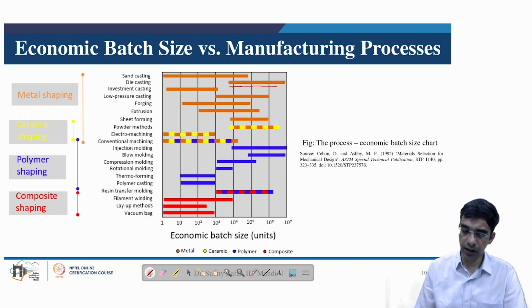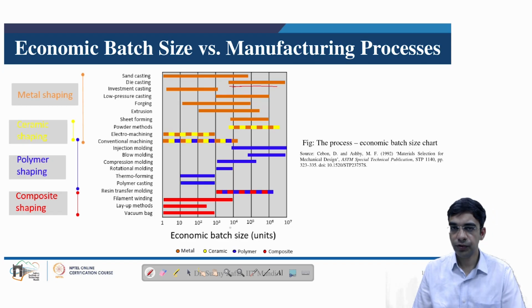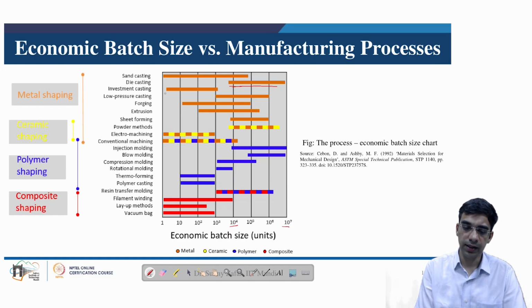batch size. Means if we are able to produce a number of units ranging from 10 raised to power 4 to 10 raised to power 7, then the process becomes economical. But in the same process, if we try to produce fewer units, it is not that the process will not be able to make them, but it will not be economic, because in manufacturing, economics is very important. What is the cost that is going into making a product? Sometimes making a large number of products makes the process economical, and in certain cases, making few products only makes the process economical.